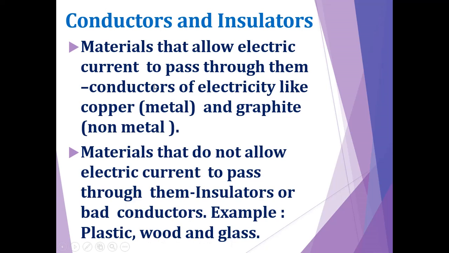So the materials that allow electric current to pass through them are called conductors of electricity, and the materials that do not allow the electric current to pass through them are called insulators or bad conductors. Examples for insulators are plastic, wood and glass, because they do not allow the current to pass through them.